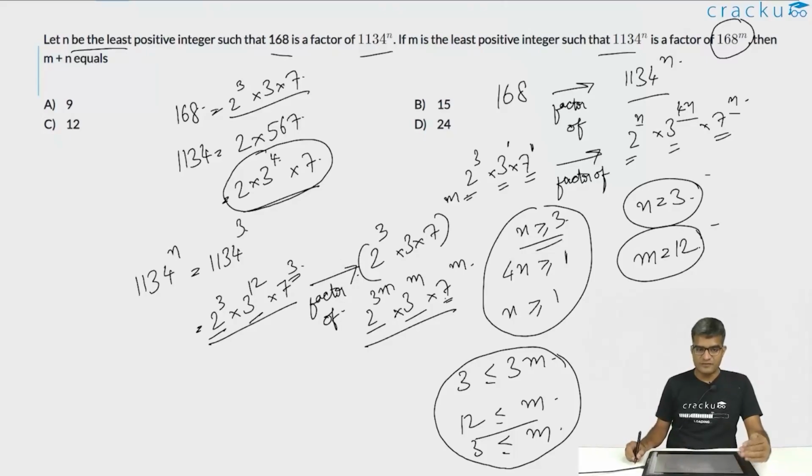So m is equal to 12, n is equal to 3. The value of m plus n will be equal to 15, which is option B.